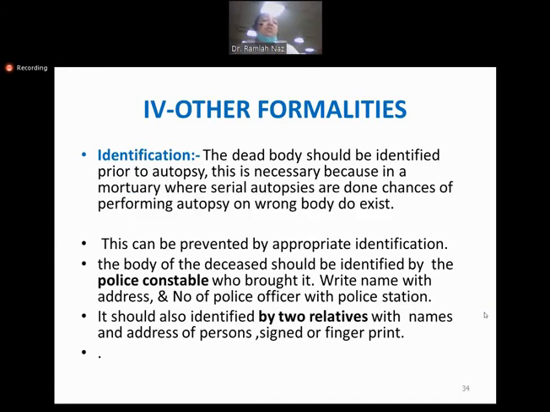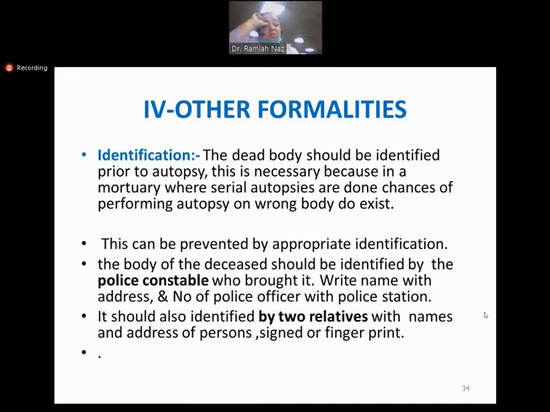The dead body should be identified prior to performing the autopsy. It is necessary because in a mortuary, when serial autopsies are done, multiple autopsies are happening, people are taking bodies out of the refrigerator and the hydraulic trolley, and sometimes the tags get messed up. So you won't be able to know on whom you are performing the autopsy and on whom you were supposed to. You should be very particular about that. You have to check the tag attached to the body, whether you are taking the right body or not. This can be prevented by appropriate identification.